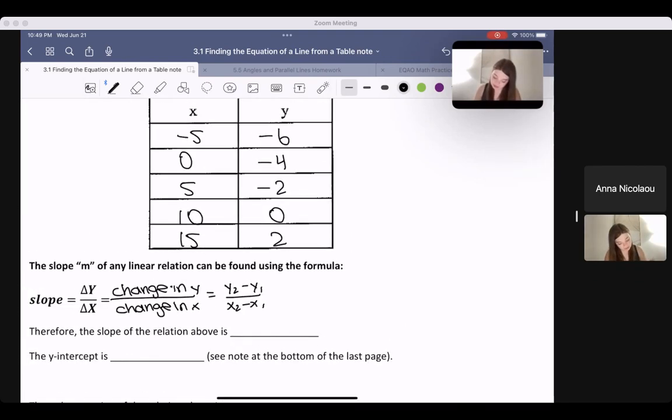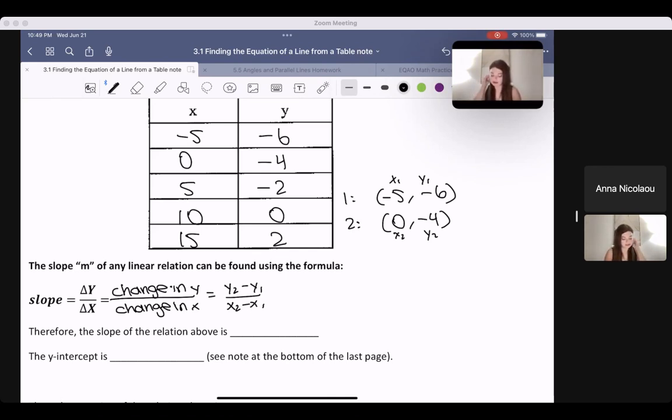I'm going to choose 2 points. Let's do just the first two, -5, -6, and 0, -4. So let's say here we have x1 and y1, because this is number 1. And then for 2, we have x2 and y2. So I just labeled the points. It doesn't matter which one you choose as number 1 and which one as number 2, as long as you're consistent. So this entire coordinate either is 1 or it's 2. We can't mix and match, so do keep that in mind, or we will get the wrong answer.